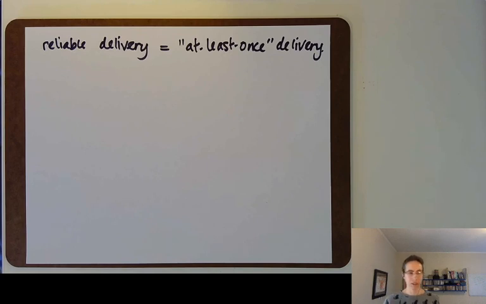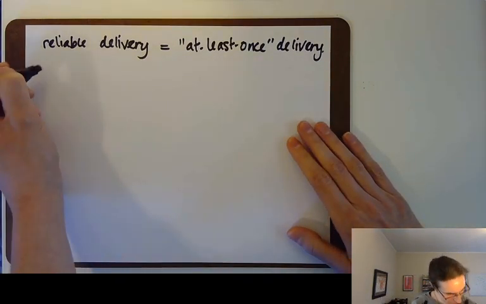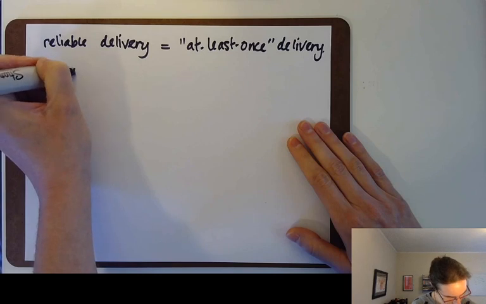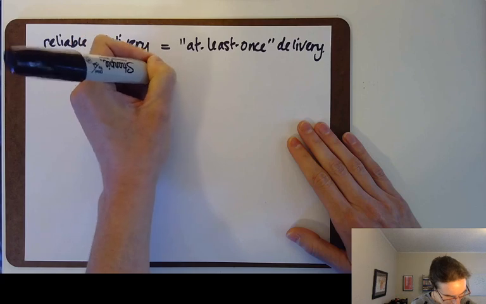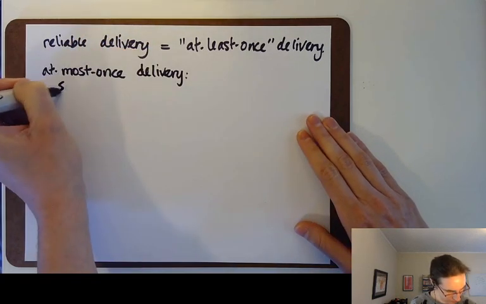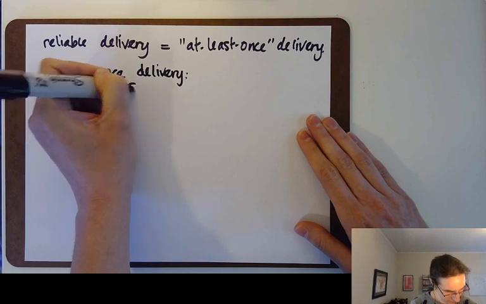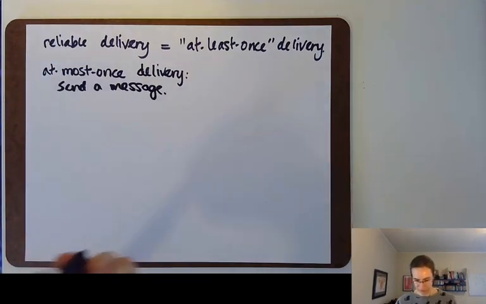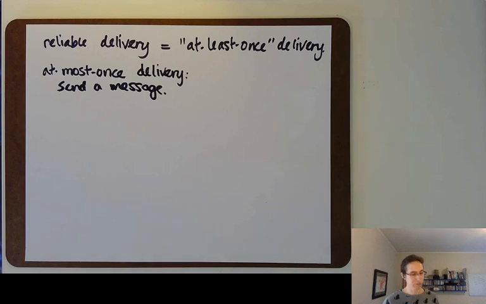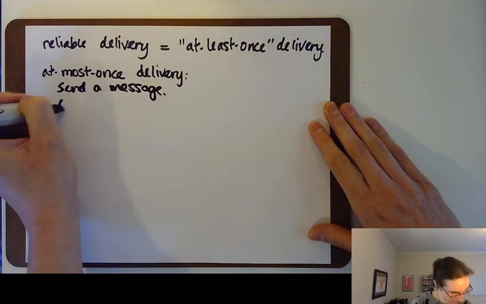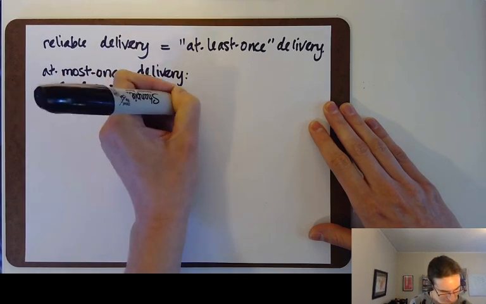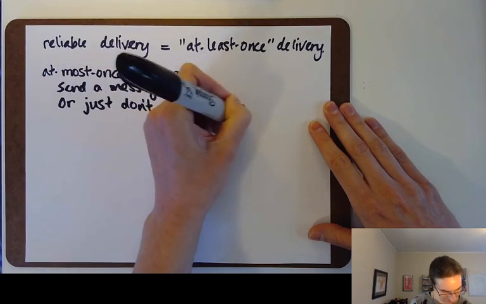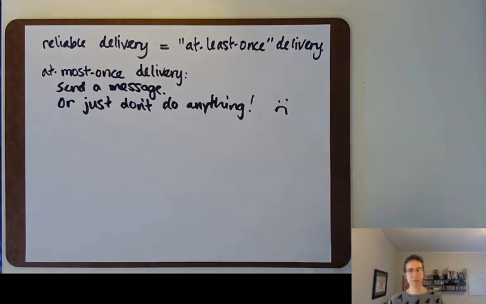Yeah, it's really easy, right? Just send a message. If it arrives, great. If not, great, right? Or even better, just don't do anything. So at most once delivery is trivial to implement.